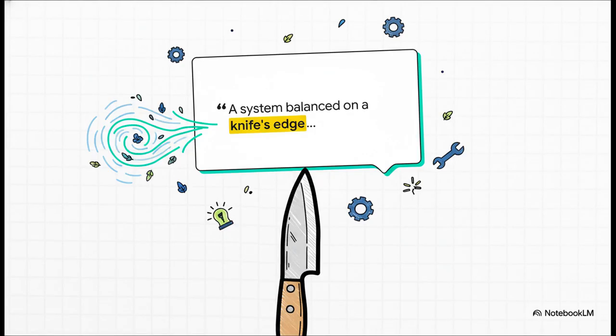I want you to think of it like this. The entire system is balanced on a knife's edge. It doesn't take some big push to knock it over. Really, the slightest breeze will do it. And that is the core idea behind a marginal state failure.